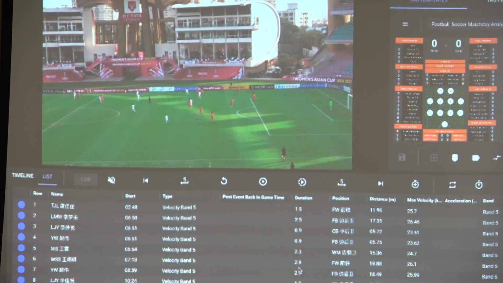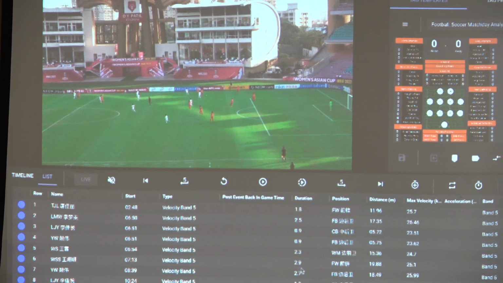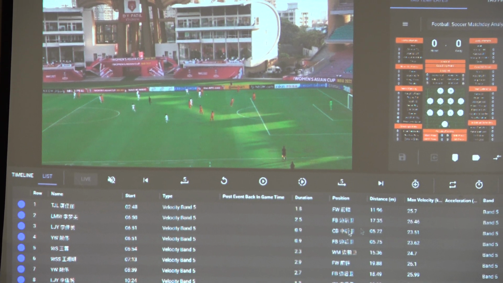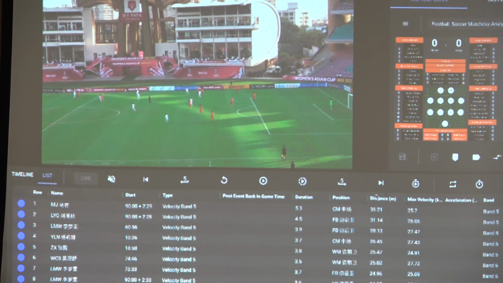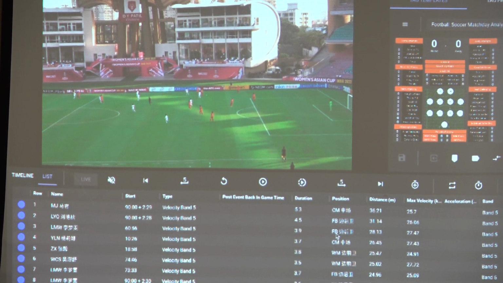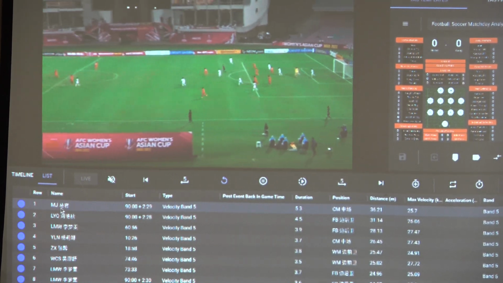It could be 10 meters, it could be also 30 meters, but I want to know for these players, what is the typical sprint distance? So I can sort by the sprint distance and I can play the video. I can see what's happening here.